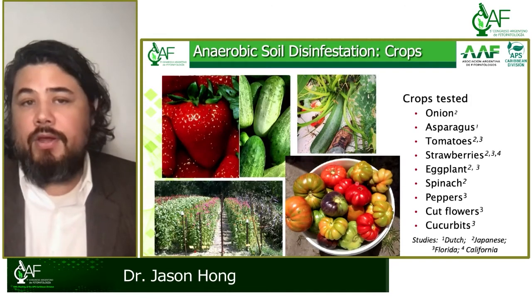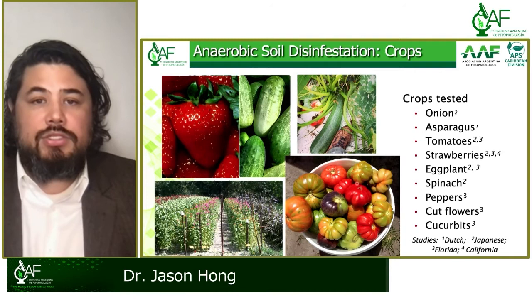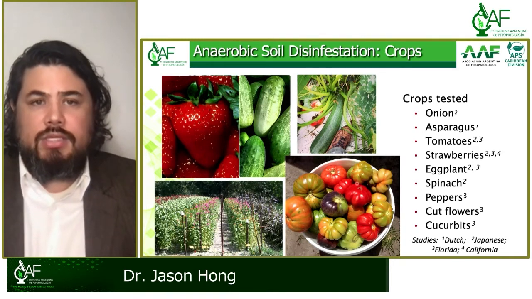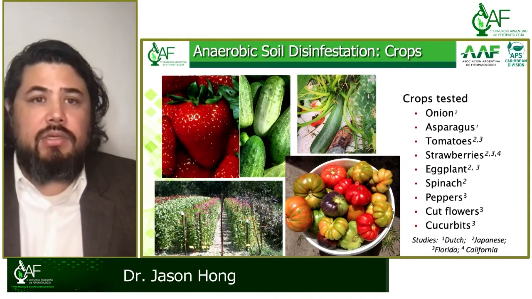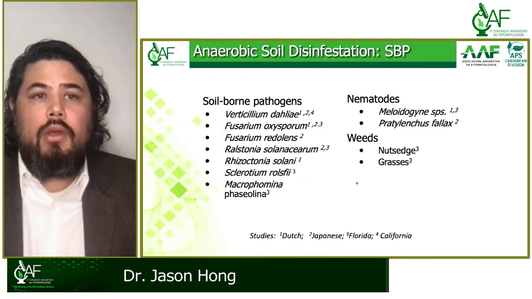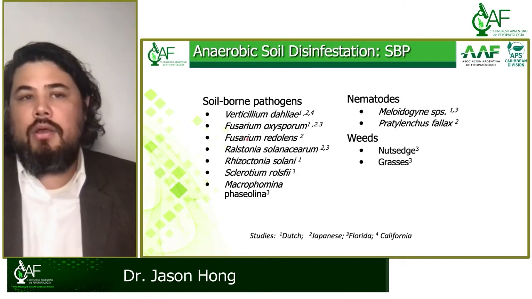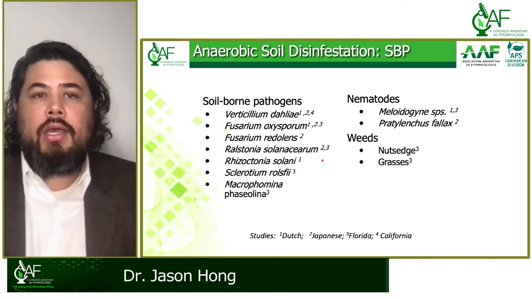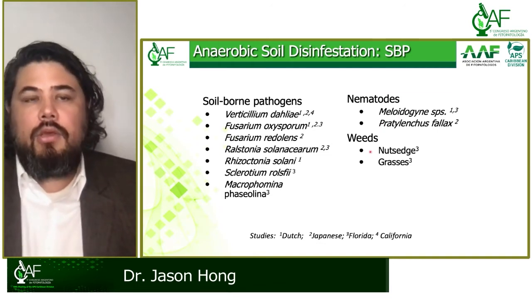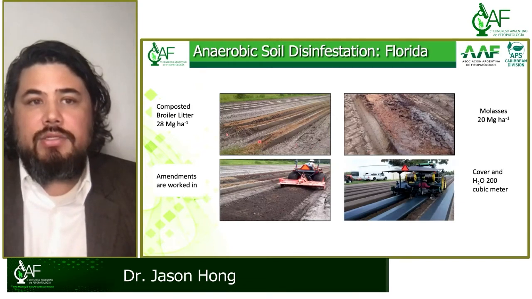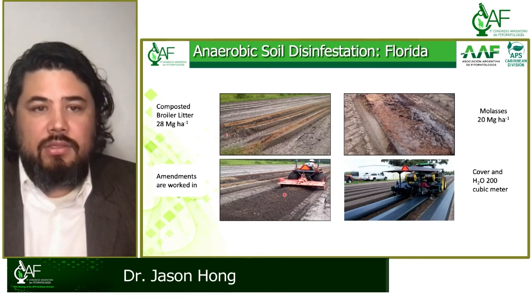It has been tested with various types of crops, including onions, asparagus, solanaceous crops, strawberries, your cucurbits. It's also applied for trees such as pecans, almonds, and apples. And it's been shown to control soil-borne fungi, oomycetes, bacteria, and root knot nematodes, another type of nematodes, and also weeds.